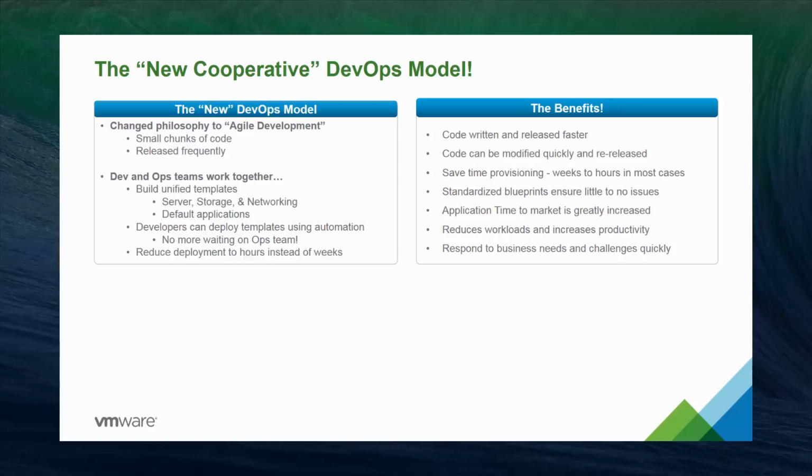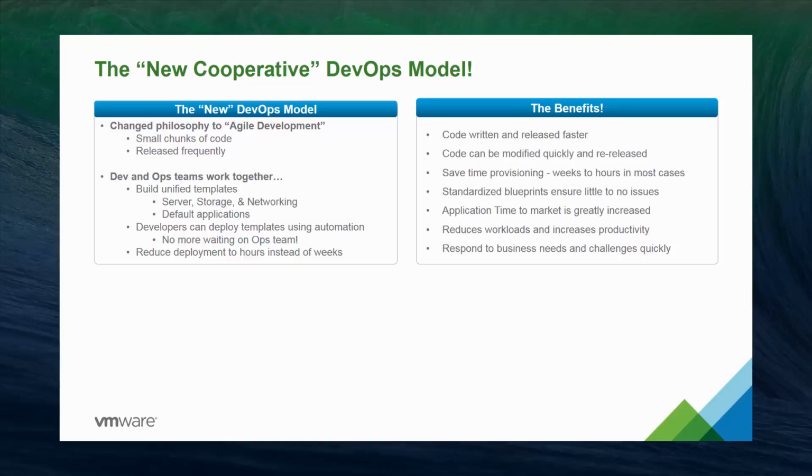These standardized blueprints, again, ensure that there's little to no issues once the application is running in the production environment, and you know that every release of the code they do has all the same settings and same versions of software and everything else. The application time to market obviously is greatly improved while reducing the team's workloads and increasing their productivity, which allows them to accomplish other tasks.